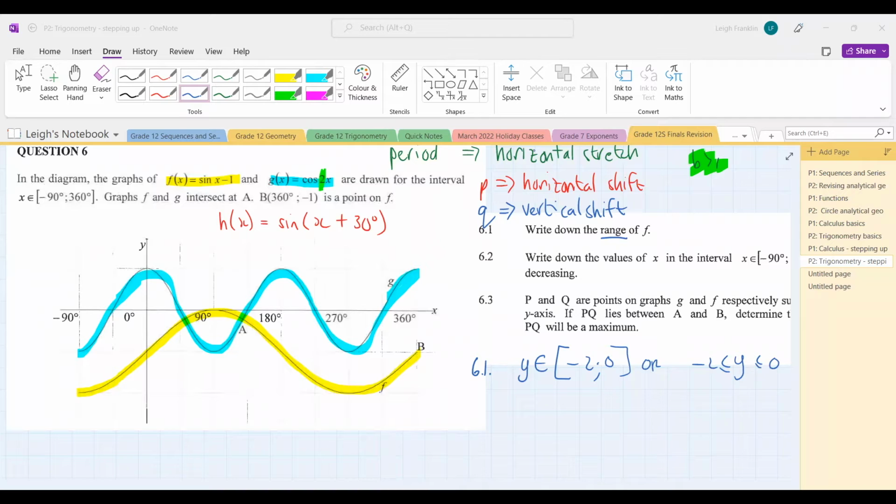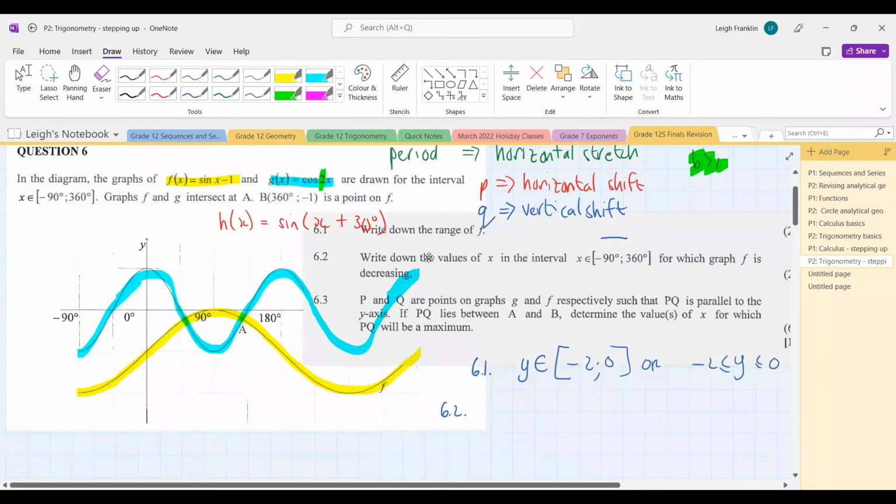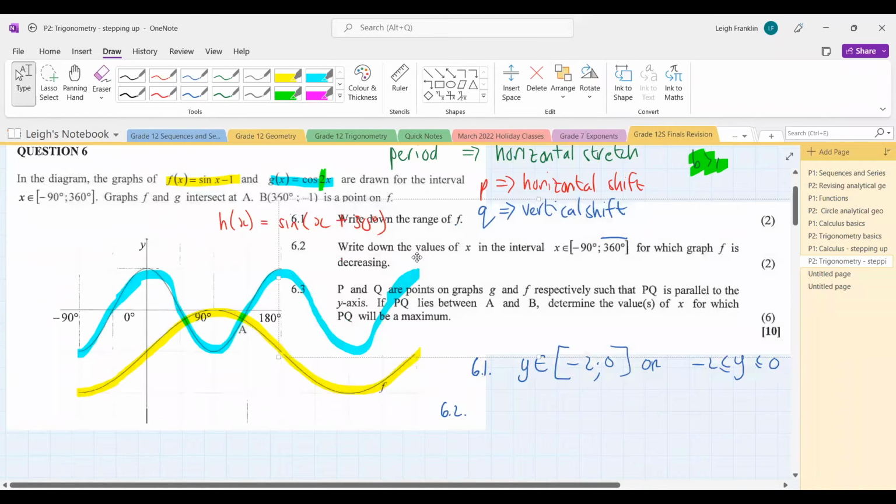Okay, good stuff. So now we've done 6.1. We've written down the range, our set of y values. Now 6.2. I'm just going to shift this over a little bit because obviously half of it's sticking out. It says: write down the values of x in the interval from -90 to 360 for which f is decreasing.